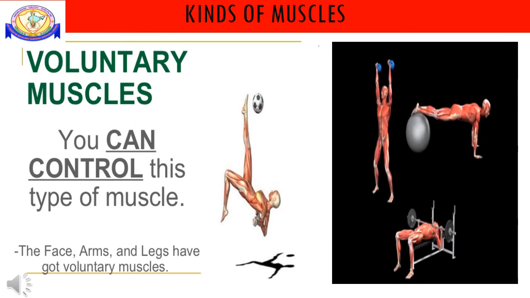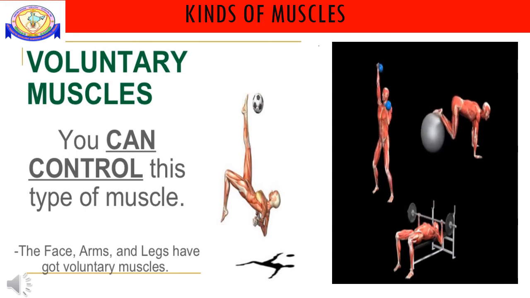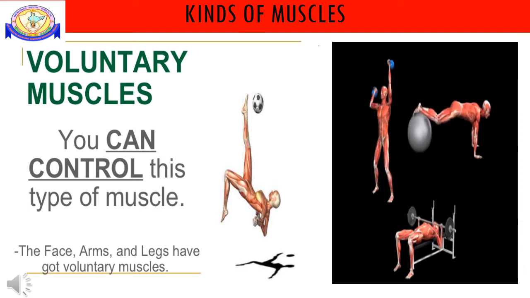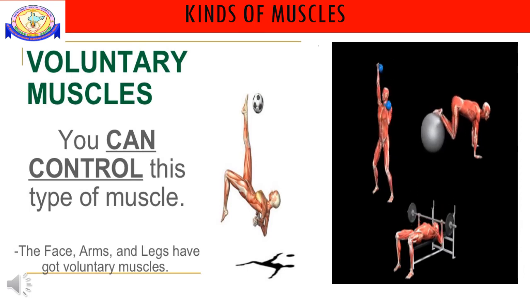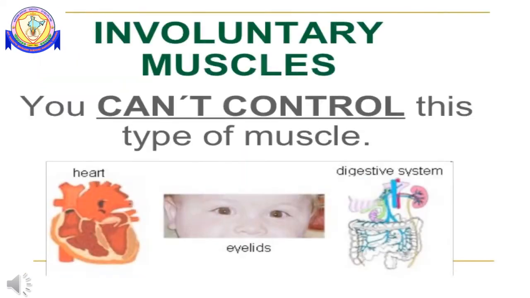Kinds of muscles. The muscles in your body are of three kinds: voluntary muscles or skeletal muscles, involuntary muscles or smooth muscles, and cardiac muscles. So what are voluntary muscles? The muscles that are under your control are called voluntary muscles. They contract powerfully and quickly. The muscles in your legs and arms are voluntary.